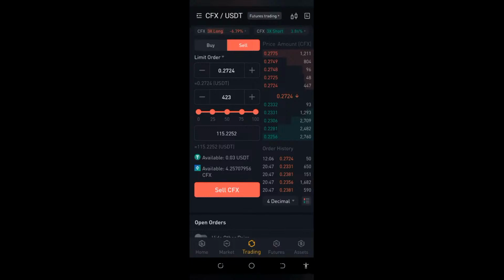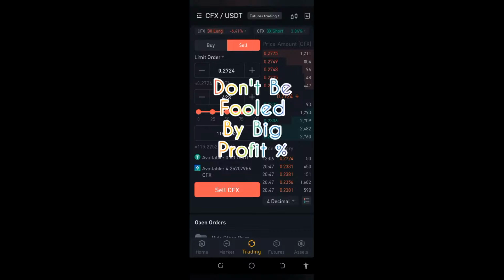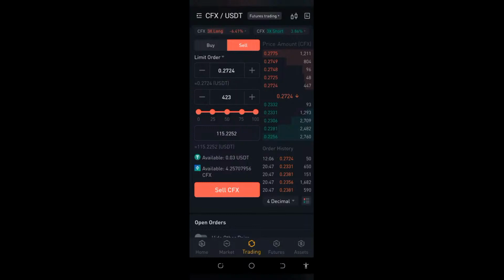Oh, can you just imagine that? This would have been a very sweet deal. Very sweet deal. Please don't be fooled, right? Don't be fooled by big amounts. Don't be fooled by signals that are promising you 15%, 20%, 10%, because this is what's going to happen. You'll miss out on the actual details, just like I missed out on all these details right now.